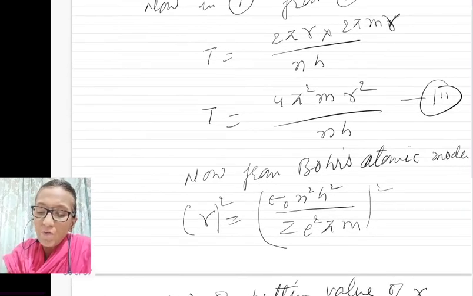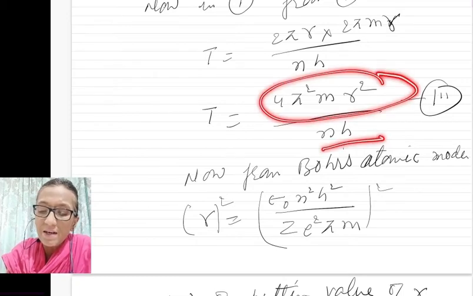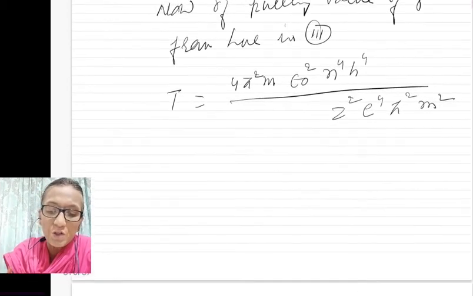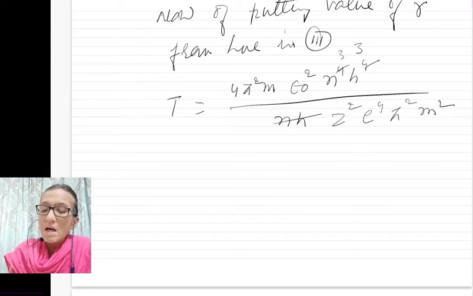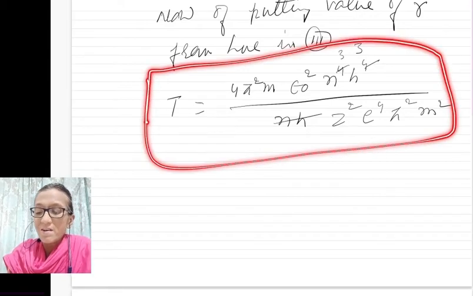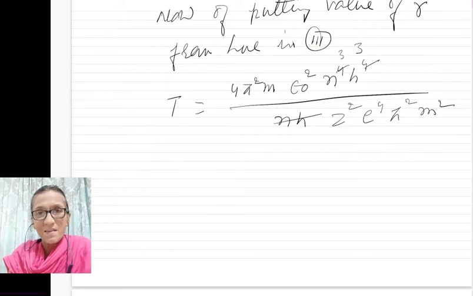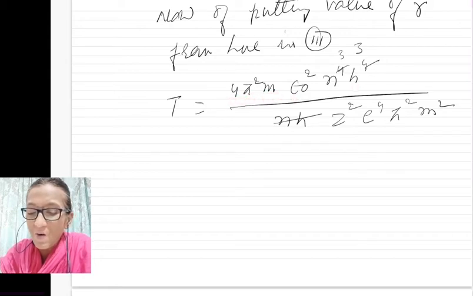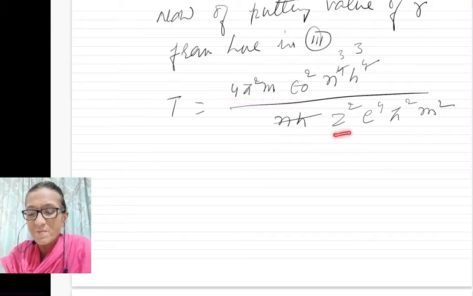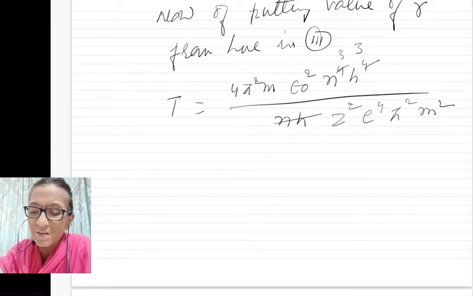So I have written 4 pi square m r square, this quantity, and divided by nh. So divide this quantity by nh. Here one term in this equation will be cancelled. So do remember this quantity. This quantity is a very large quantity. Now there is one trick. All the rest of the quantities, mass, epsilon naught, h, are constant. Z also is a constant. Charge on electron is constant. Everything is constant.